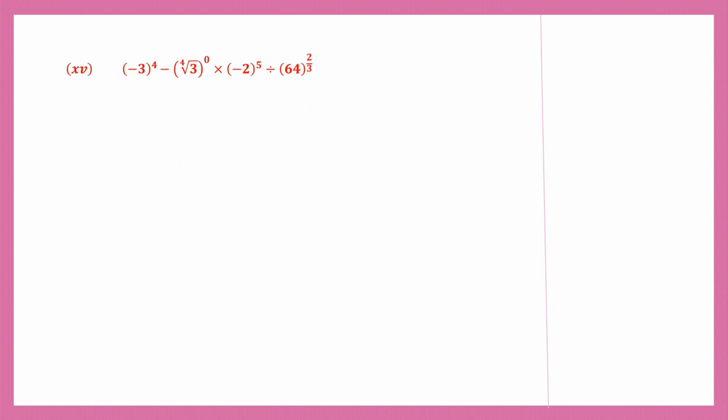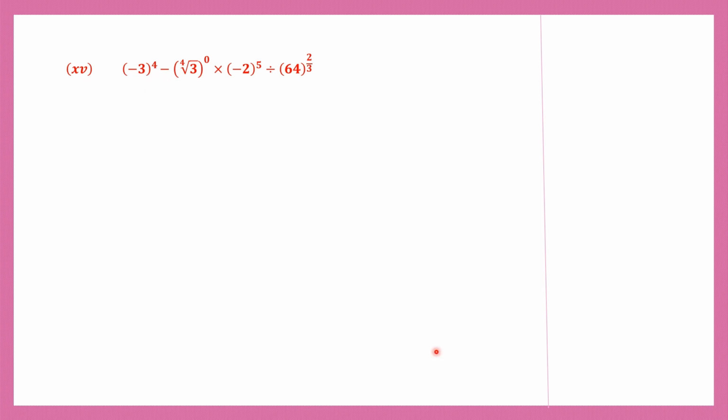Question 15. Here we have minus 3 raised to the power of 4 divided by, now here this is raised to the power of 0, minus 2 raised to the power of 5 divided by 64 raised to the power of 2 by 3. So let's go slowly with each one. Now remember, when you have a negative integer, if it is raised to an even number, your answer will be positive. So your answer is going to be plus.